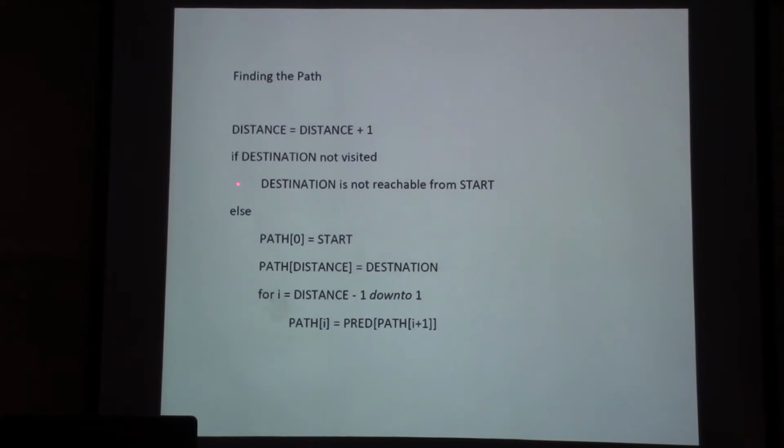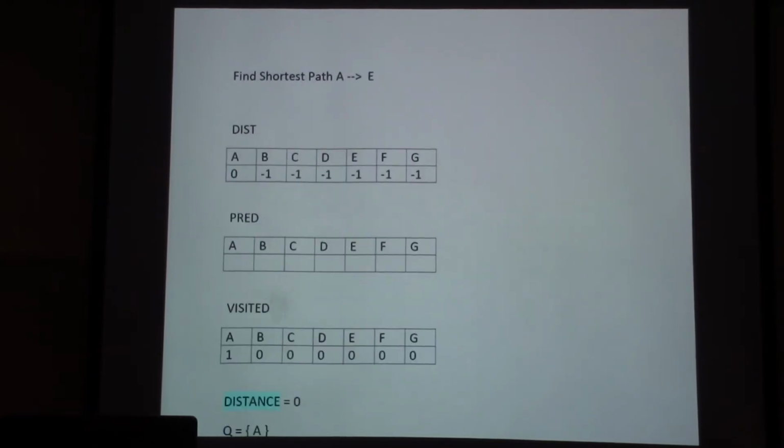Else, we're going to say the path vector initial position is the start, and then the path distance is equal to destination. So we'll start the beginning of the path as start, the end of the path as destination, and then we're going to fill in backwards the path vector from distance minus 1 down to 1 by putting in the predecessor, using the predecessor table. So I'll show you an example of that.